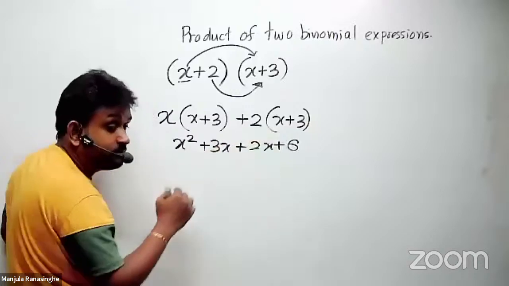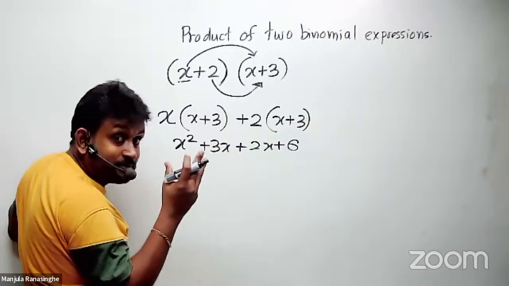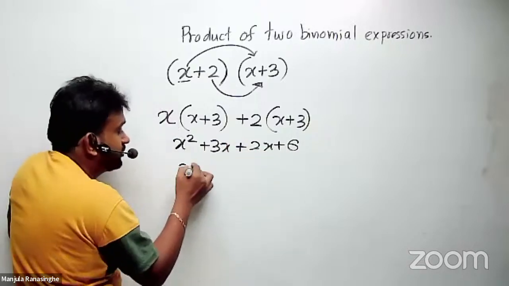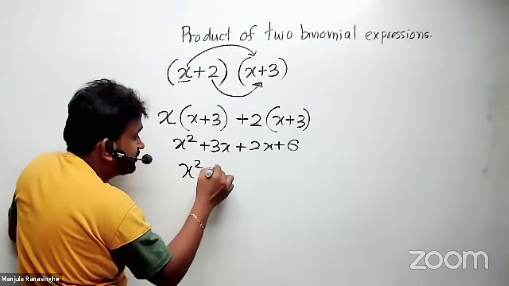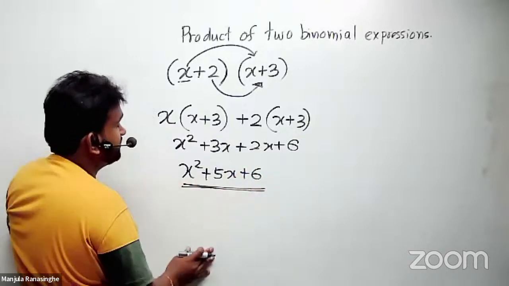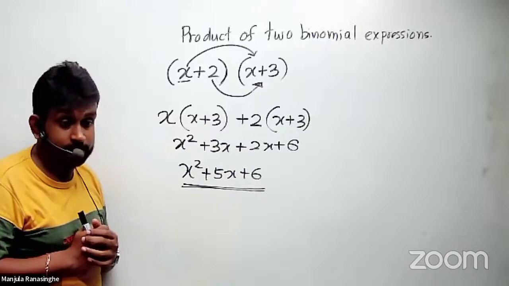No, you cannot do it that way. We have to multiply all the terms. Now like terms are there. The x terms are the like terms, and you can add them together. So x squared, the signs are similar, so you can add 3 plus 2, 5x, and plus 6 is there. So this is the answer: x squared plus 5x plus 6. Okay, right.